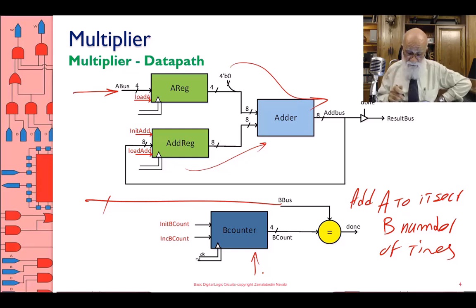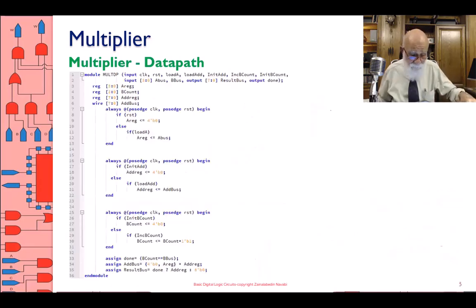And then it compares it with the value of B. When the number of times I have added A to itself, B number of times is done, I'm done with my multiplication. And this is the data path for it. As simple as that. Okay? This is the very long description of it. And this is the multiplier data path.